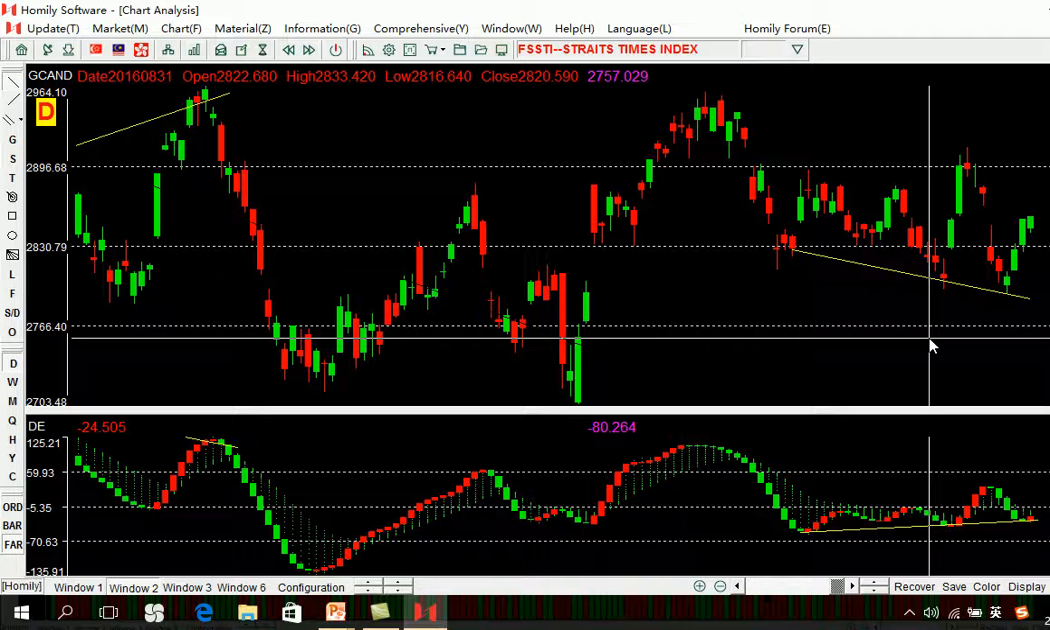What's the bottom divergence? If you see the stock price, the low point is lower, but the low point of the divergence indicator is higher. So this is the bottom divergence, okay? If you see the price is in bottom divergence, we should catch some good opportunity for a rebound, okay? So this is the divergence, you should know that.